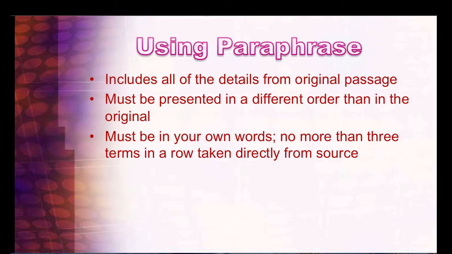And again, it has to be in your own words with no more than 3 terms in a row taken directly from the source. Again, the best way to write a paraphrase that is going to meet those 2 criteria is to read the passage you want to paraphrase and then either turn it over or minimize the window, write your paraphrase, and then compare your paraphrase to the original to make sure that you've included all the details and that you've included them in a different order than they're presented in the original passage.